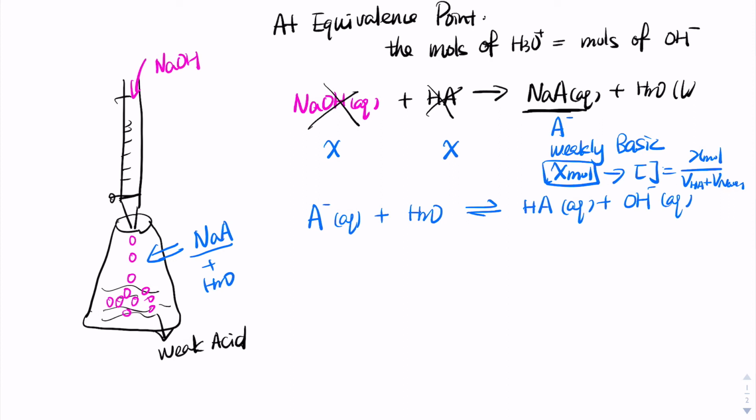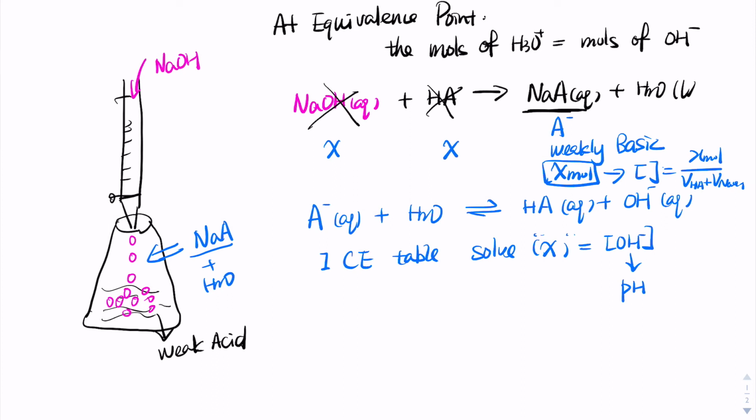Now you can set up your ICE table, and if you're given Ka, you turn it into Kb, then you set up your ICE table. Then you go ahead with your ICE table and solve for the x. In this case, this x will equal the concentration of hydroxide ion, then you know how to get to the pH. So that's how we do it at equivalence point.